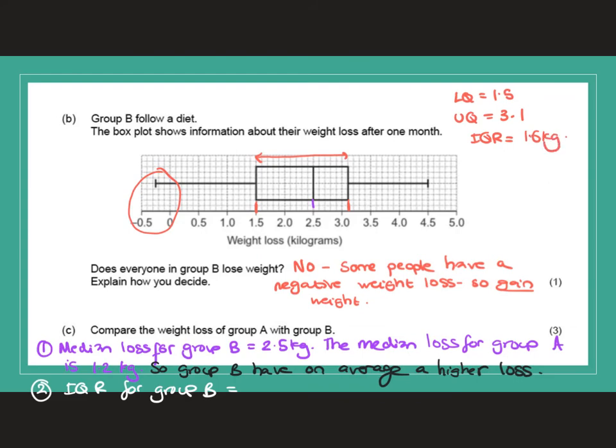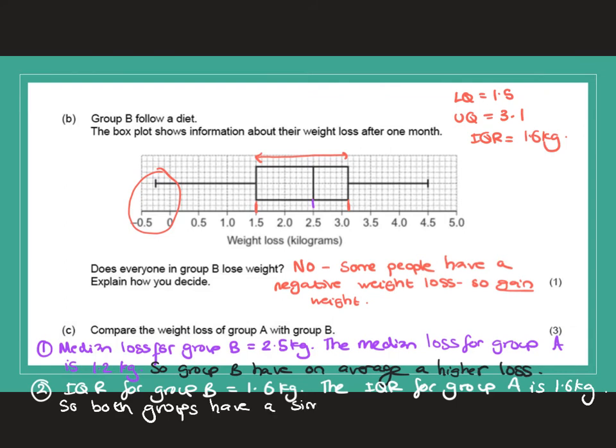So the interquartile range for group B is 1.6 kilograms, and the interquartile range for group A, again, let's go back to the graph to have a look at that. So the interquartile range for group A is also 1.6 kilograms. So both groups have a similar spread or variation of results.